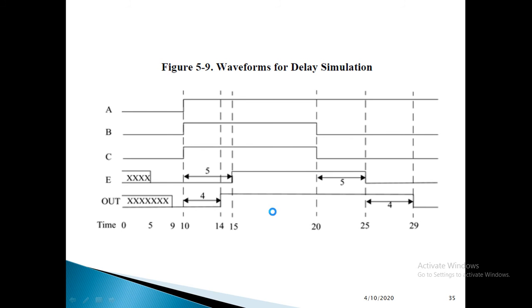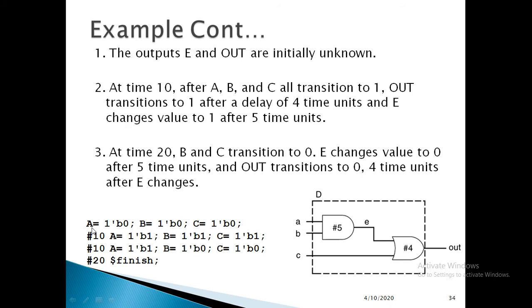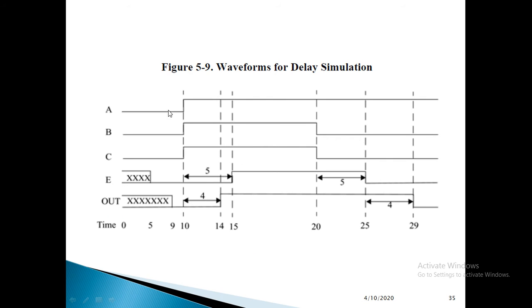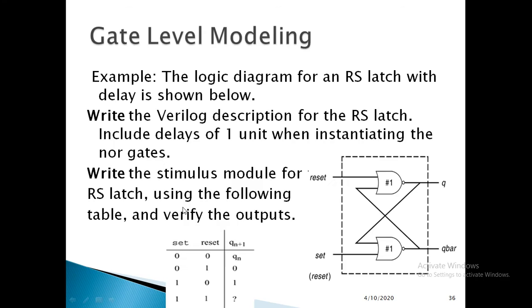Here you see, let's look at this input combination, when A is 0, B is 0 and C is 0, all are 0. Then out will be 0.